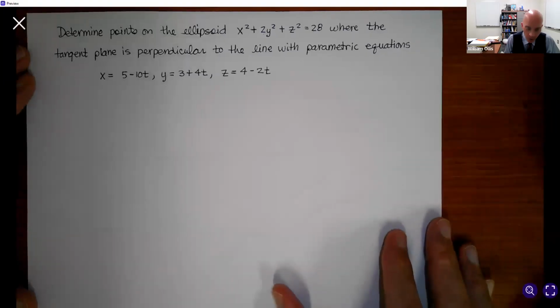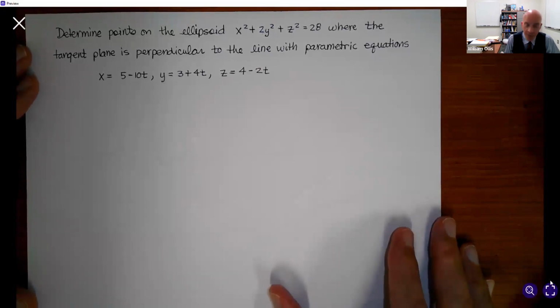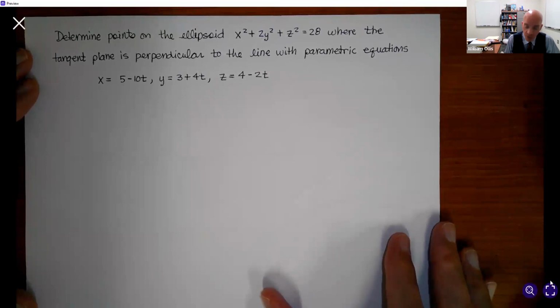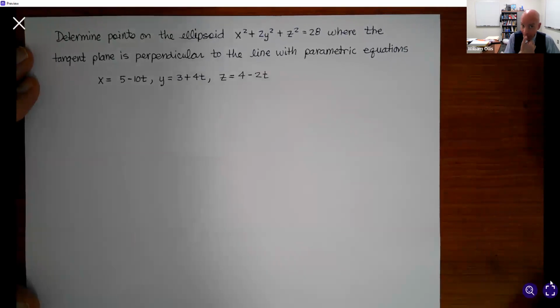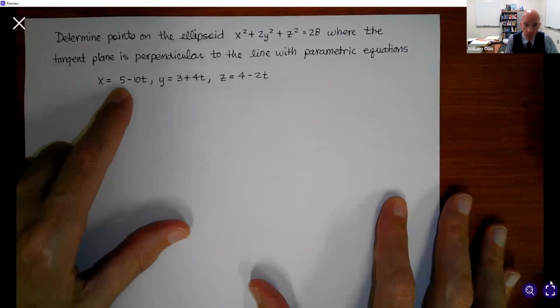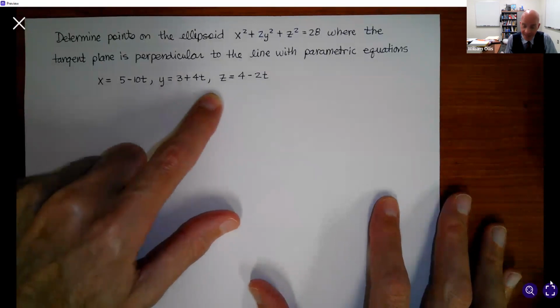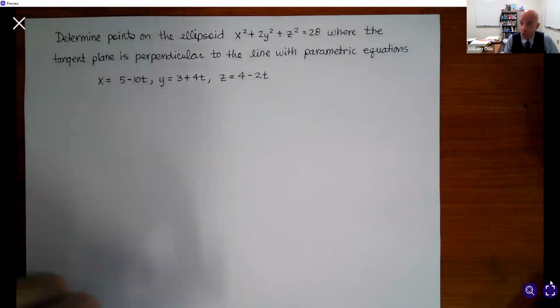Let's look at another example of a tangent plane problem. In this example, we look at the following problem: determine points on the ellipsoid x squared plus 2y squared plus z squared equals 28, where the tangent plane is perpendicular to the line with parametric equations x equals 5 minus 10t, y equals 3 plus 4t, and z equals 4 minus 2t.